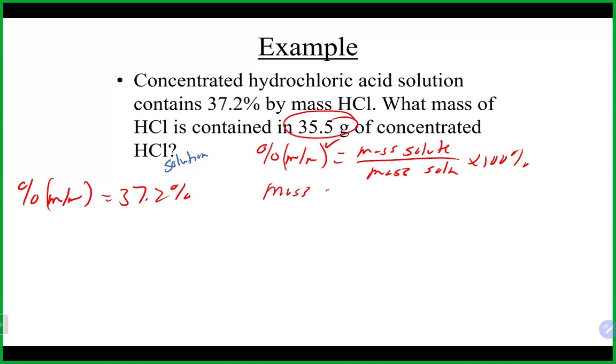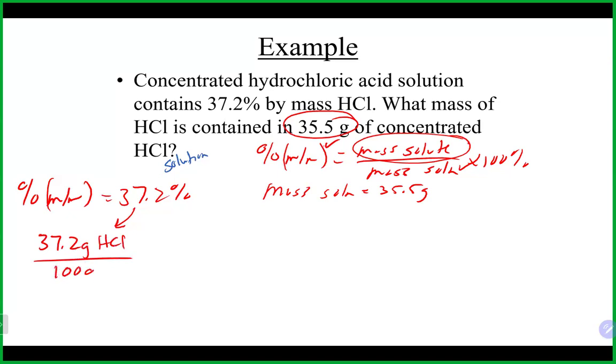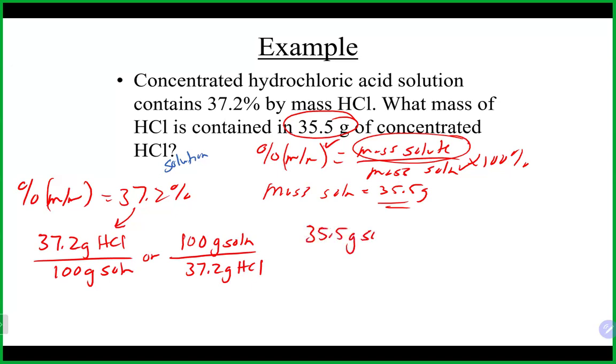So our mass of our solution was 35.5 grams, which means we have this. You could, again, just plop it in there and rearrange. I'm going to do more of a dimensional analysis approach. So I'm going to turn this into usable conversion factors, where that would mean I have 37.2 grams of HCl in 100 grams of solution. Or again, you can use it in the opposite direction with 100 grams of solution per 37.2 grams of HCl. So with that being said, I already know my grams of solution here, 35.5 grams of solution.